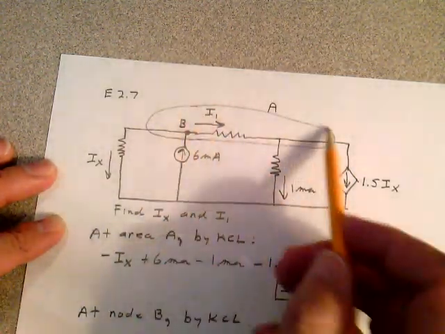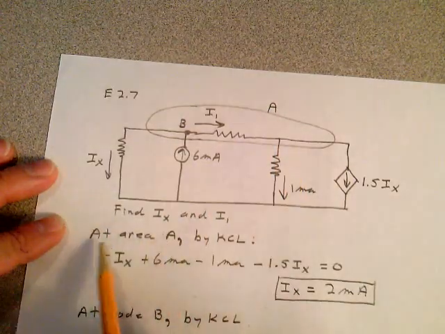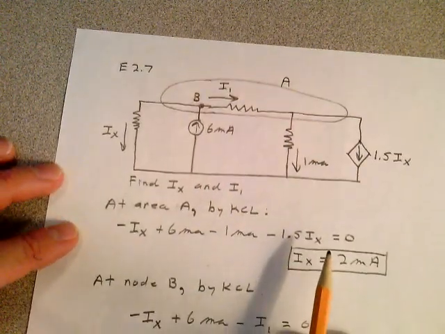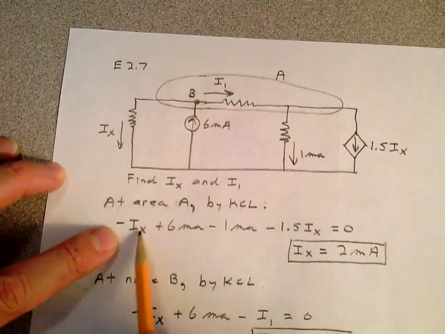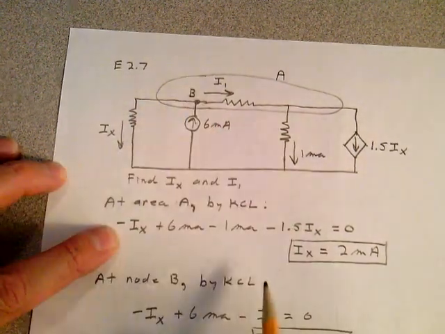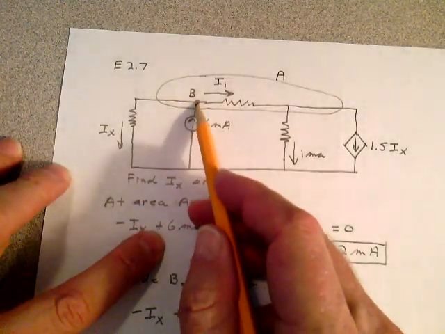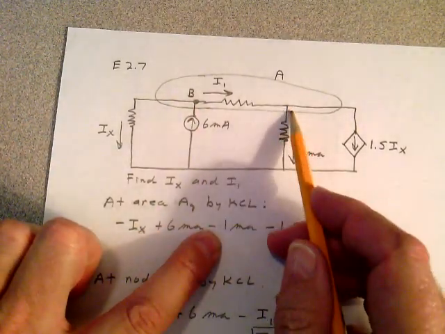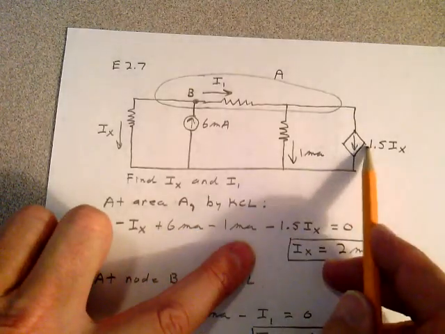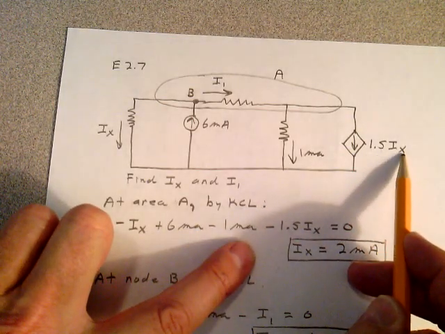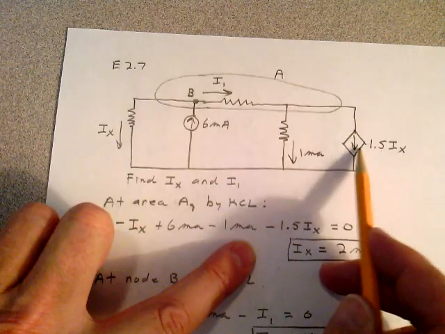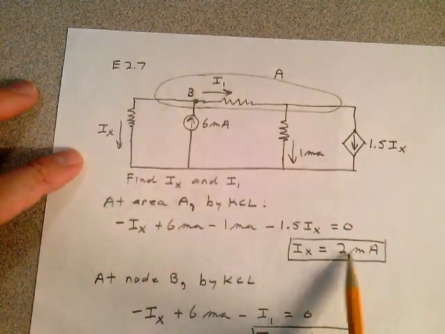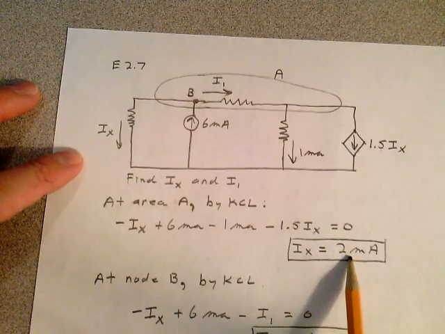So I called this an area, area A. And I said, at area A, by Kirchhoff's current law, I have minus Ix, it's coming out of that cloud. And I have a plus 6 milliamps going in. And I have a minus 1 milliamp coming out of the cloud over here. And I have a minus 1.5 Ix. That's a current controlled current source. That's a dependent source, but it's coming out. Equals 0. You solve that for Ix. Ix has to be 2 milliamps.